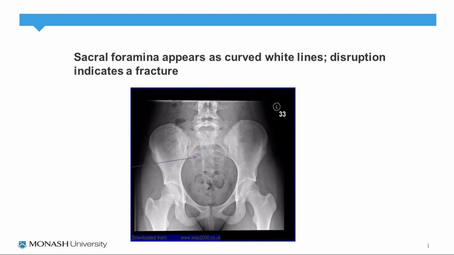It's important to look at the sacral foramina, and on the pelvis this appears as curved white lines, as the purple arrow shows, and they should align, the right side should align with the left side, and if there's any disruption to that alignment, it indicates that there has been a vertical displacement or that there is a fracture.